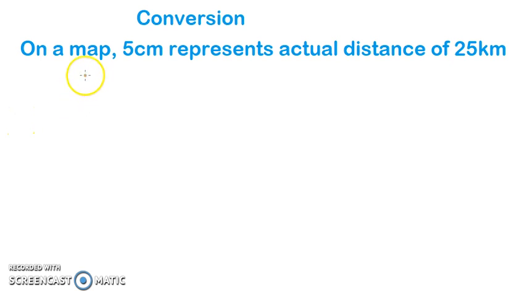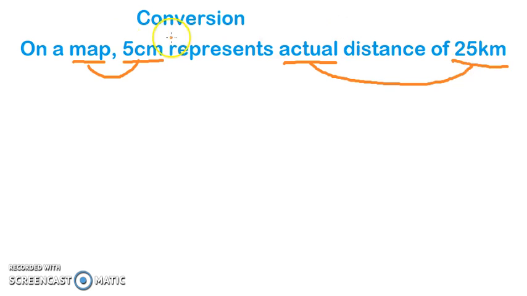Okay guys, so after some time when you do map and scale questions, you will tend to be used to it. There's a certain routine that all of us will need to do. So first, to identify what is the map representation and what is the actual representation. So in this case, the map is the actual. Right, so on the map, if it's 5 cm, it represents 25 kilometer.